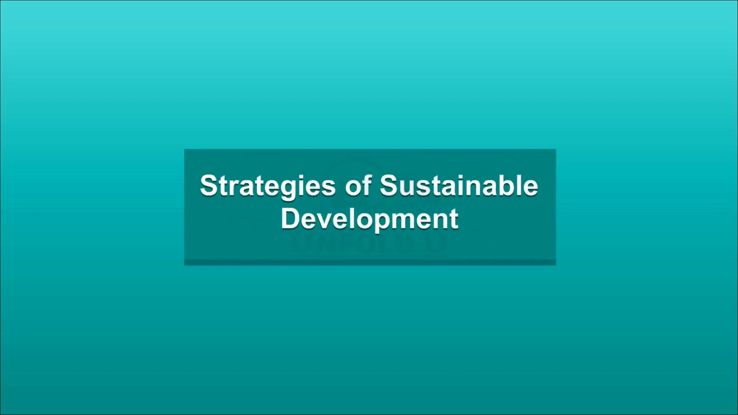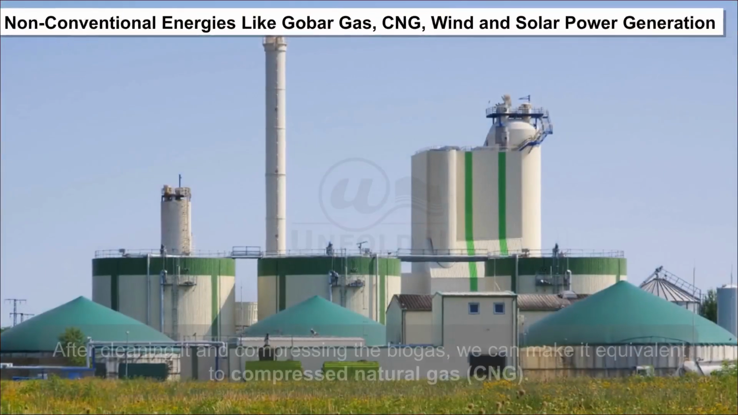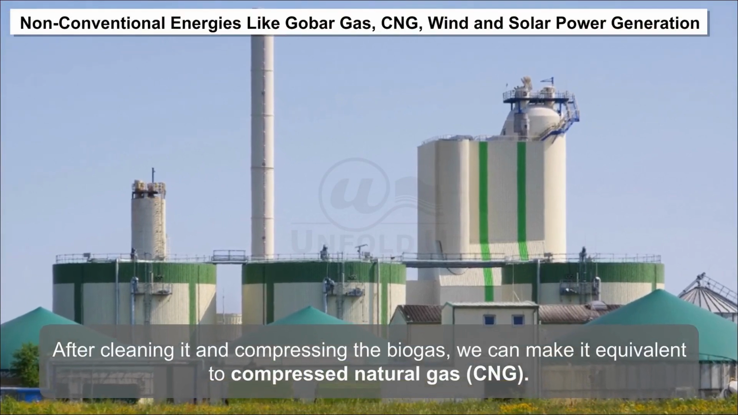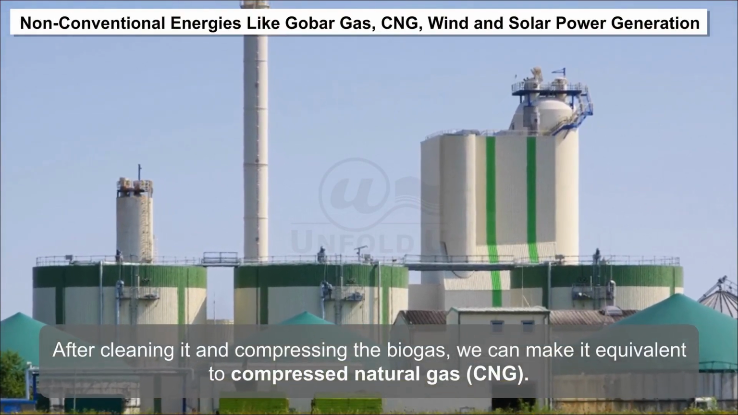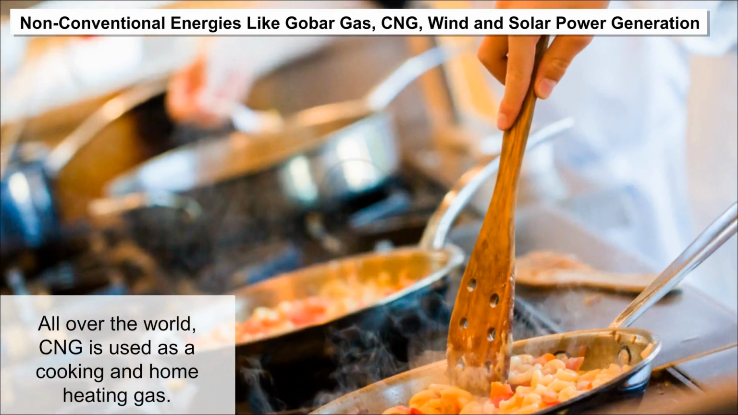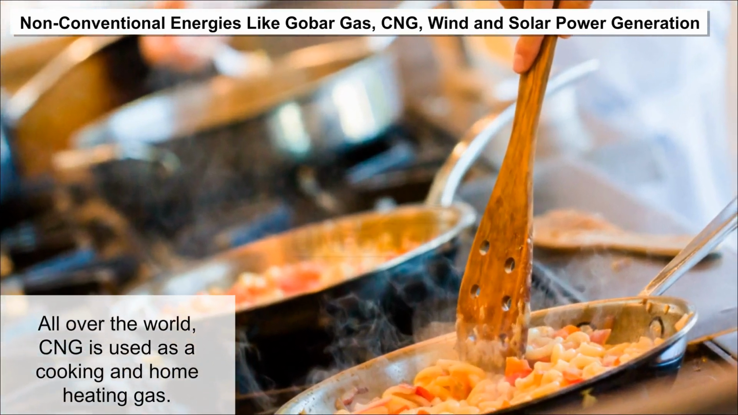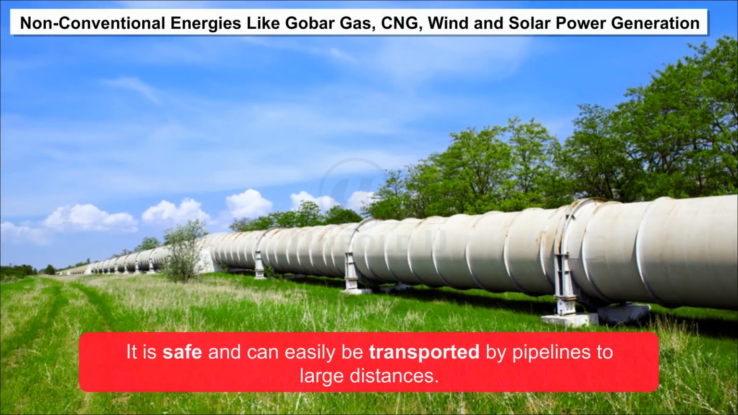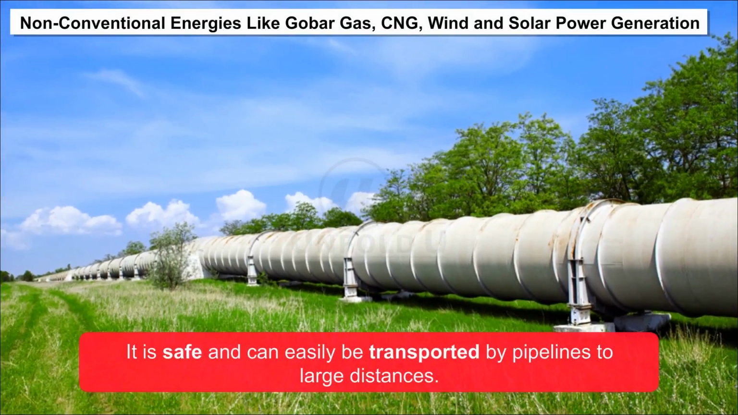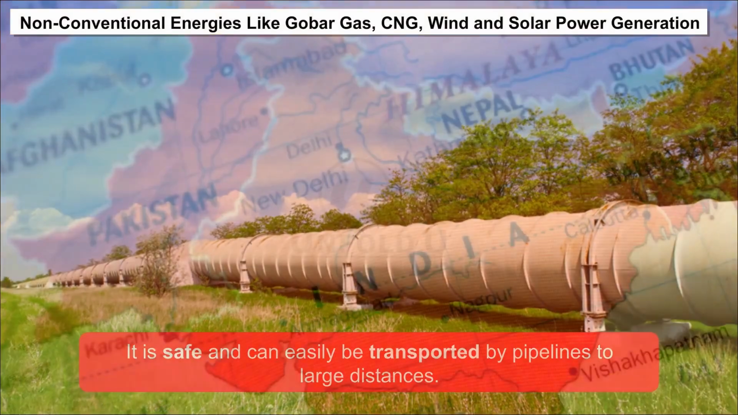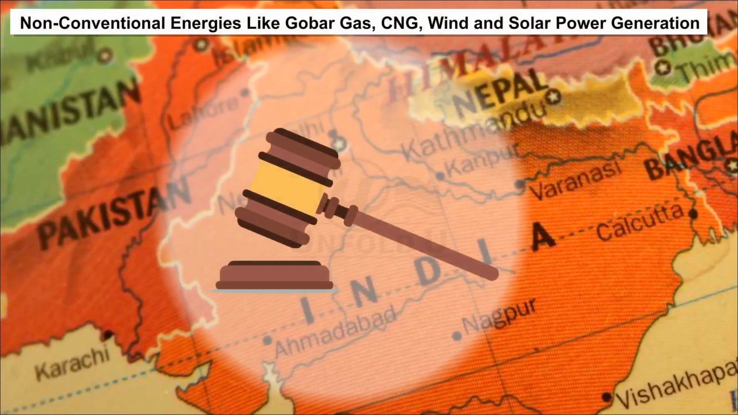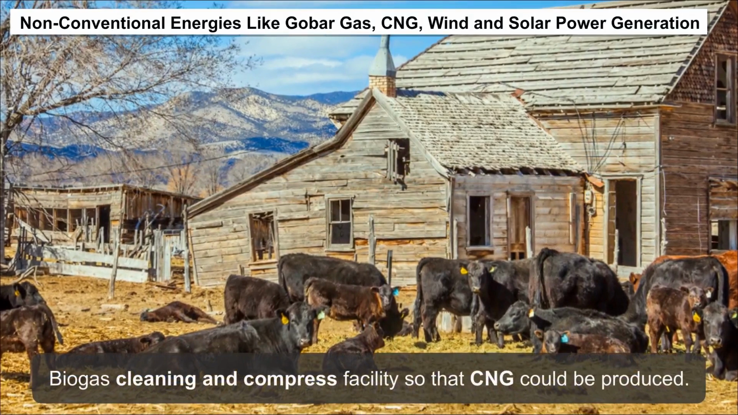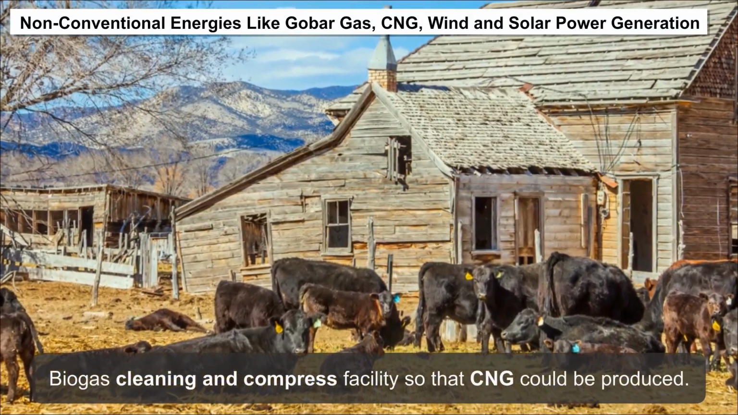Strategies of sustainable development. After cleaning and compressing the biogas, we can make it equivalent to compressed natural gas, CNG. All over the world, CNG is used as a cooking and home heating gas. It is safe and can easily be transported by pipelines to large distances. In India, with the present law of saving cows, the cattle sheds can have biogas cleaning and compression facilities so that CNG could be produced.